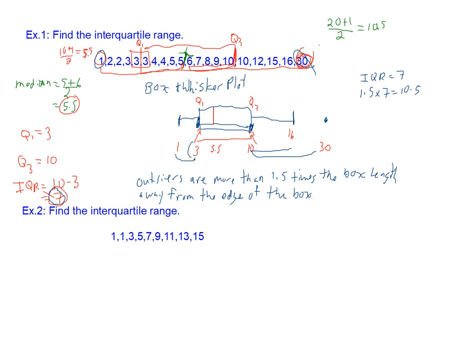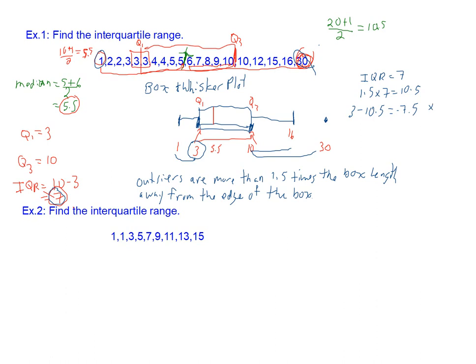Q1 was 3. So if we do 3 minus 10.5, you can see obviously the answer is going to be negative. We didn't have any negative values. We get negative 7.5. So anything less than negative 7.5 would be considered an outlier. We don't have any of those, so there's no worries there.